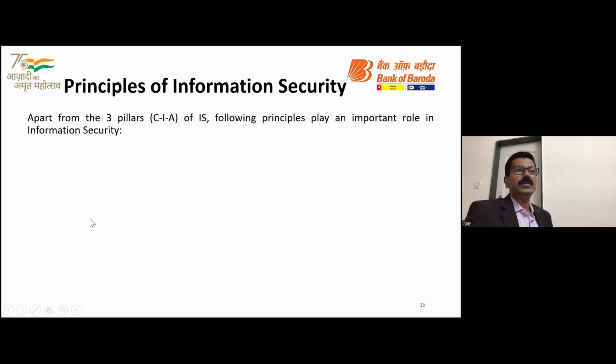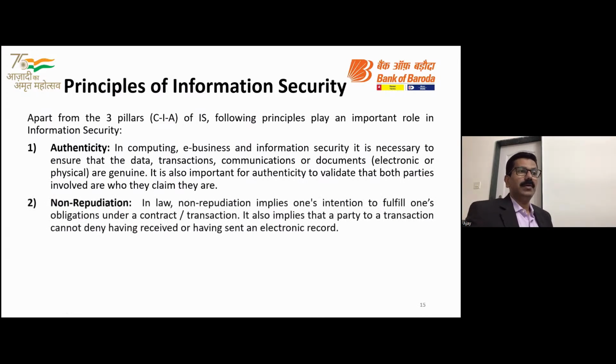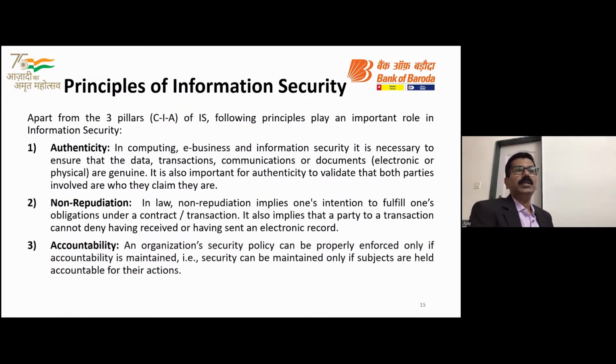Apart from these three pillars, CIA (confidentiality, integrity, and availability), the following principles also play a very important role: authenticity, non-repudiation, and accountability. Authenticity is necessary to ensure that data, transactions, and communications are authentic in nature. Non-repudiation applies to contracts, digital or otherwise, so that signing cannot be denied. Accountability means the organization's security policy can be properly enforced. Security can be maintained only if subjects are held accountable for their actions.